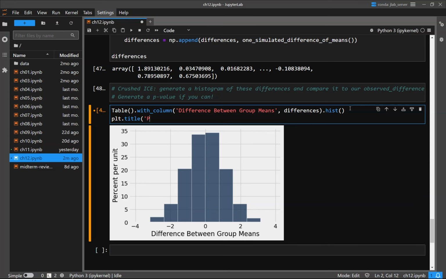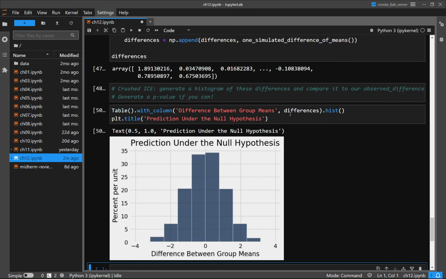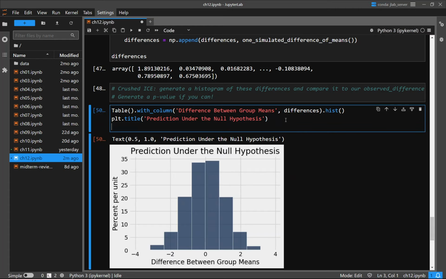Just make a fancy graph like you do in real life. Prediction under the null hypothesis. So assuming the null hypothesis is true, this is what we get. And I can also print out our observed difference, just for fun. Print: our observed difference is the following.